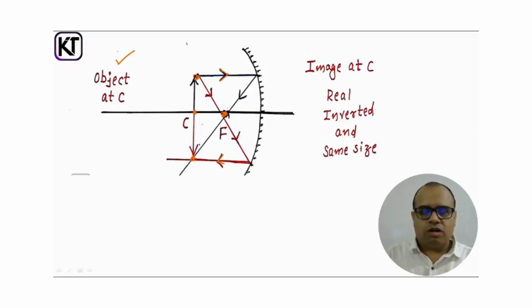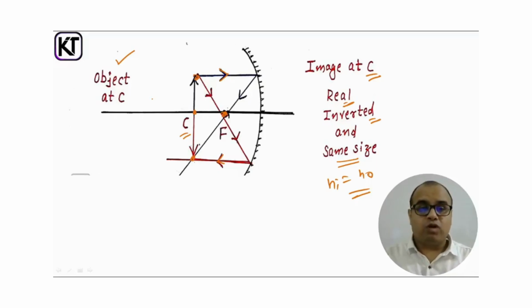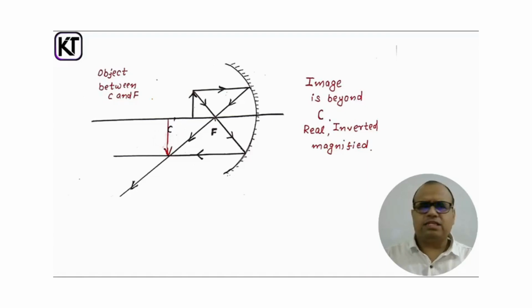Okay, what here means at the center of curvature. So the image is formed at the center of curvature. Of course, it's a real image, it's an inverted image, and same size image. Same size means the height of the image is equal to the height of the object. So its size is equal to the size of the object. So these are the cases. This is the third case of the image formation in case of concave mirror. Let's see the next case.